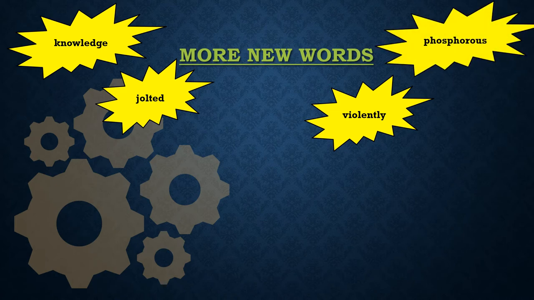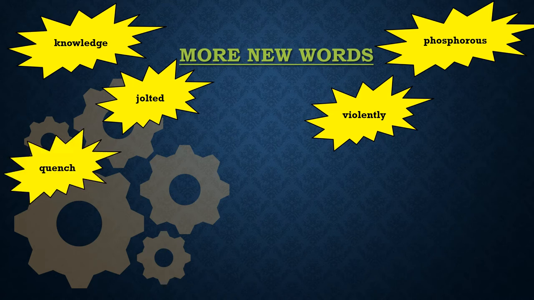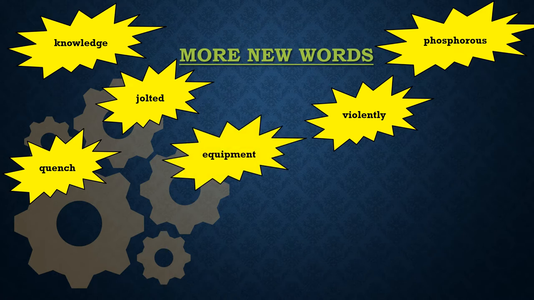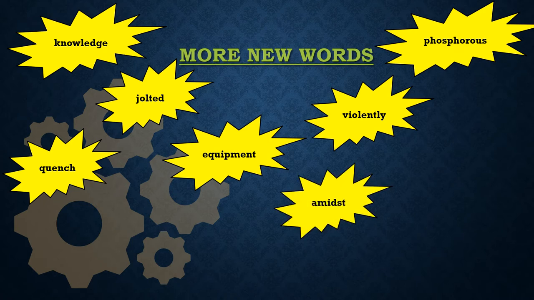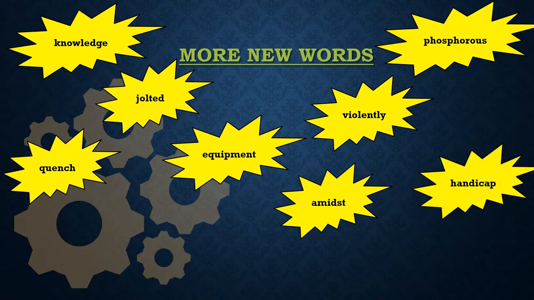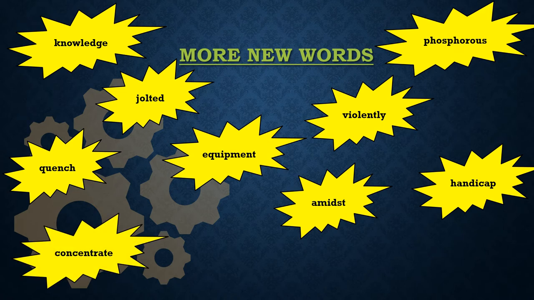Phosphorus, P-H-O-S-P-H-O-R-O-U-S. Quench, Q-U-E-N-C-H. Equipment, E-Q-U-I-P-M-E-N-T. Amidst, A-M-I-D-S-T. Handicap, H-A-N-D-I-C-A-P. Concentrate, C-O-N-C-E-N-T-R-A-T-E.